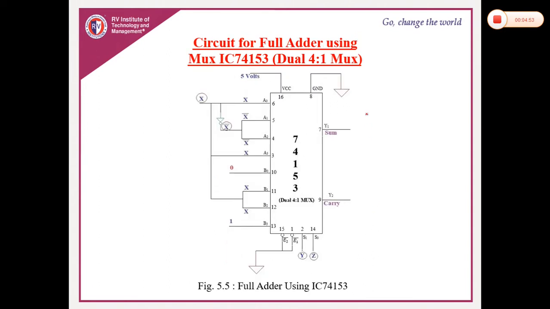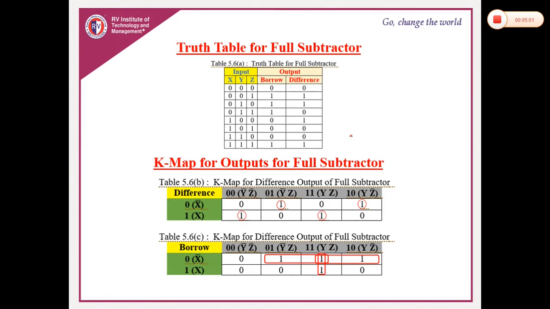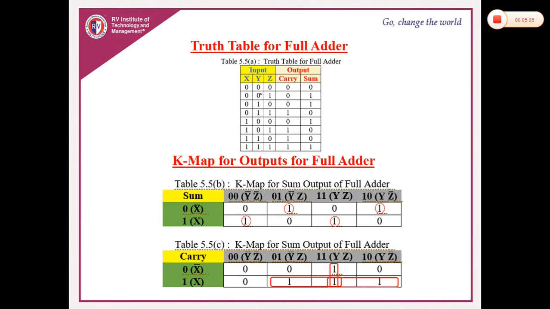Then after knowing half adder and half subtractor circuits, we'll move further to full adder and full subtractor. This is somewhat different, so you should be careful. Now we'll see the full adder truth table. You can see here, for the first 4 combinations this is 0, and for the next 4 it is 1, but this is somewhat different.